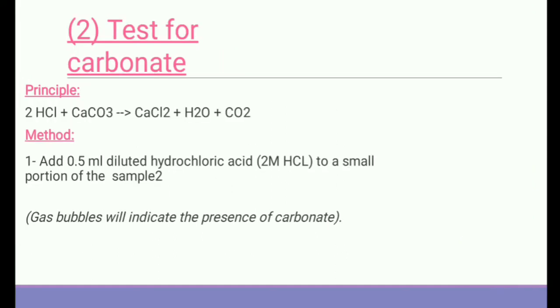Next we have test for carbonate. Principle: we have a chemical reaction here. 2HCl plus calcium carbonate CaCO3 results in the formation of CaCl2 plus H2O plus CO2. As we add 0.5 ml diluted hydrochloric acid to a small portion of sample 2, gas bubbles will indicate the presence of carbonate.